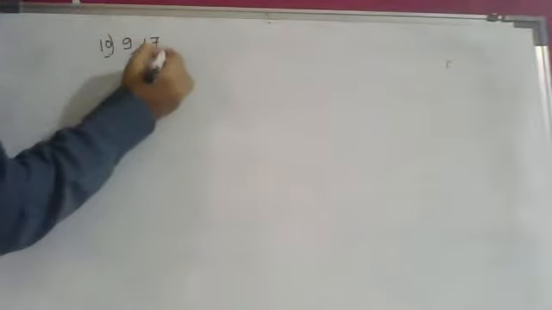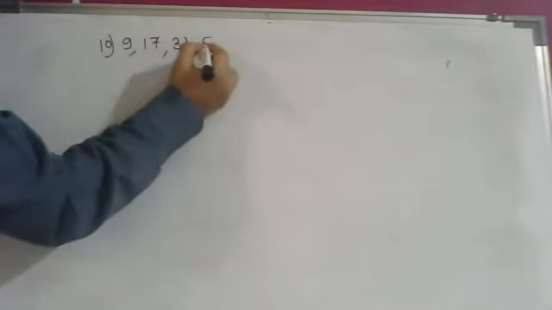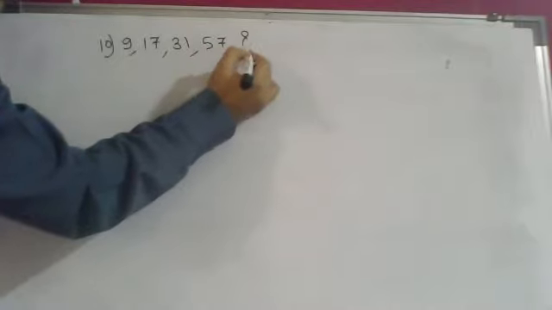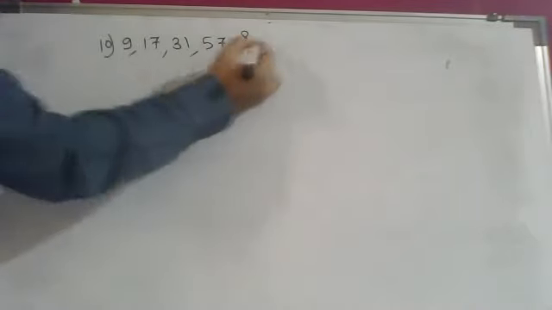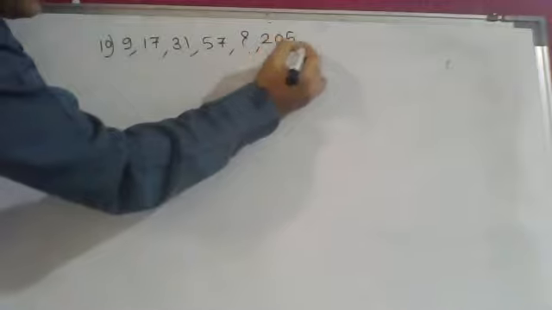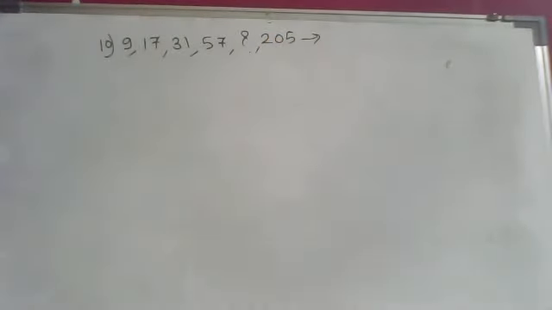Question number 10. 9, 17, 31, 57, question mark, 205. We have to find out what is the number at the place of question mark.